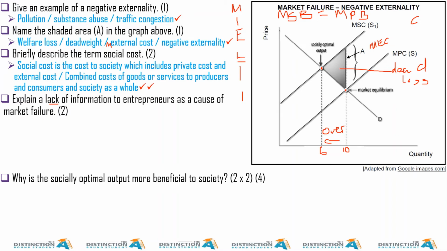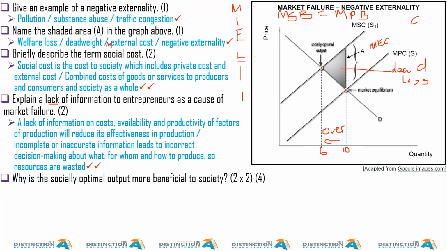So we have missing markets, we have imperfect markets, we have externalities. Here, this is an externality, but a negative one. Then we have lack of information, we have immobility of factors of production, and we have imperfect distribution of income and wealth. So here they want you to explain lack of information. And there you have it, a lack of information on costs, availability, and productivity of factors of production will reduce its effectiveness in production.